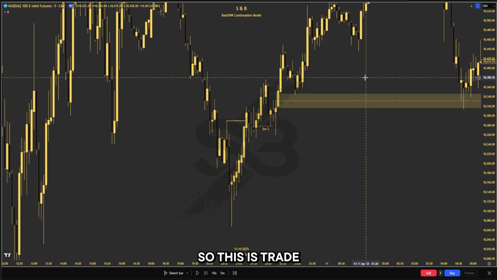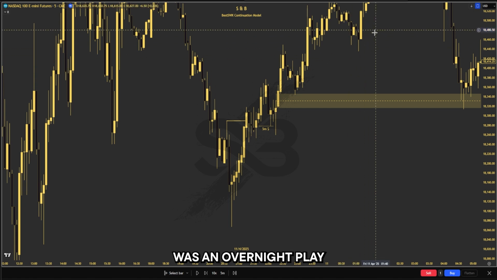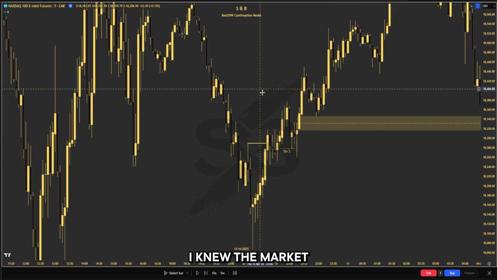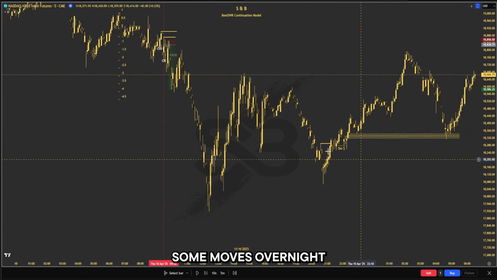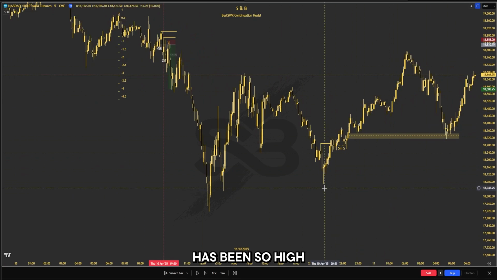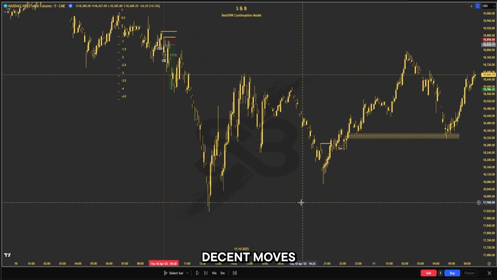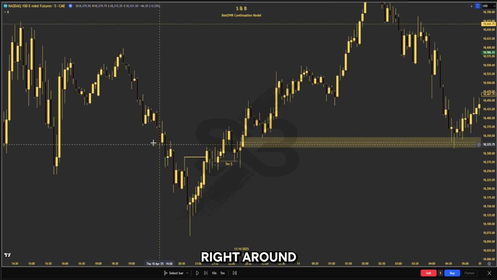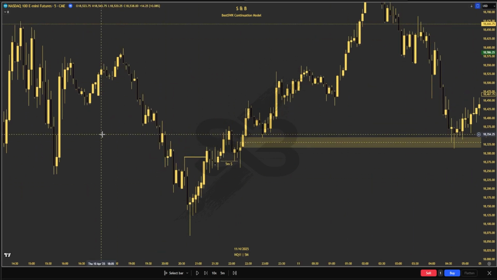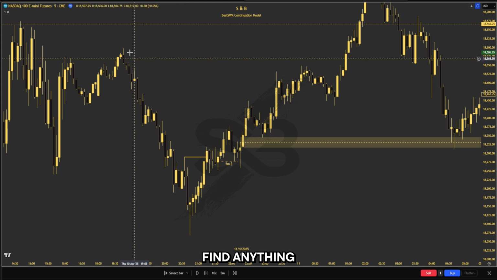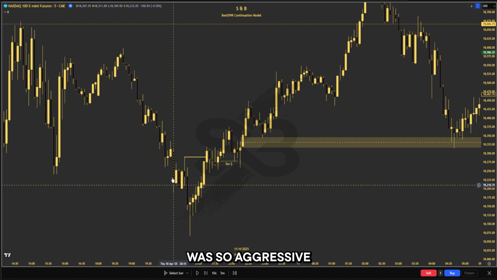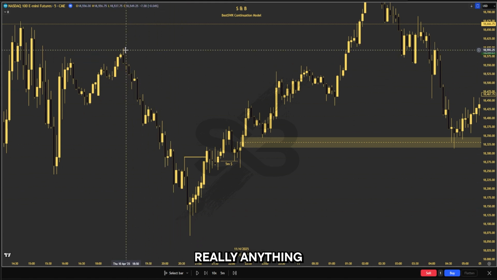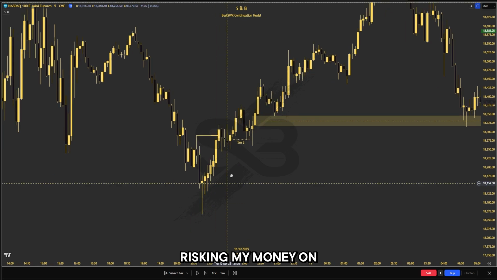All right, so this is trade number two. Trade number two was an overnight play. I knew the market was going to make some moves overnight just because volatility has been so high that it actually has some pretty decent moves. And so when the market opened back up right around the 1800 candle, I was looking to see if I could find anything. Unfortunately, this push down was so aggressive that there wasn't really anything in there that I would feel comfortable risking my money on.